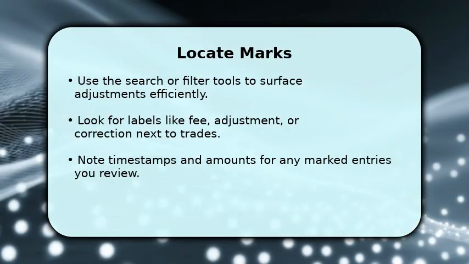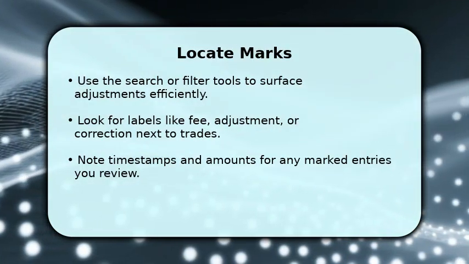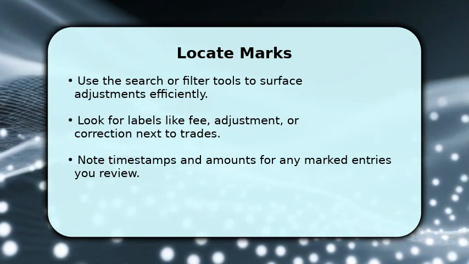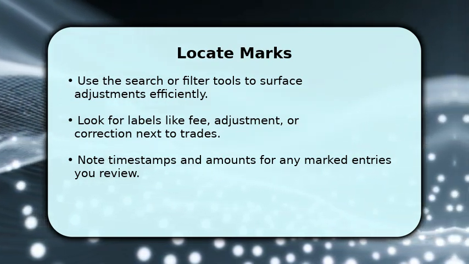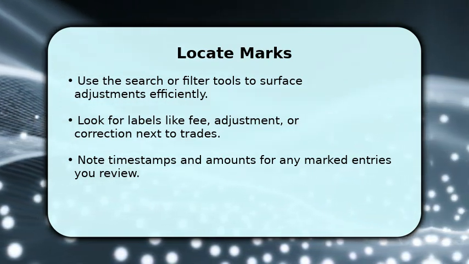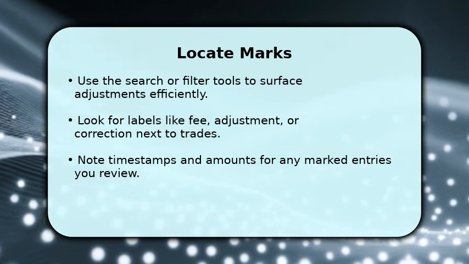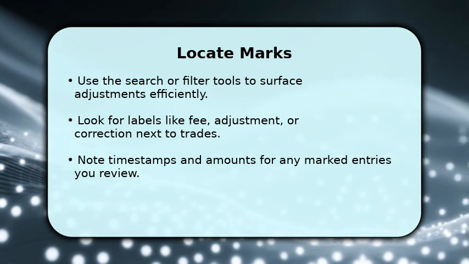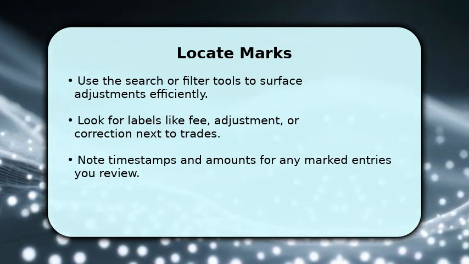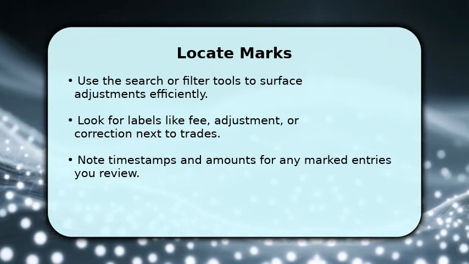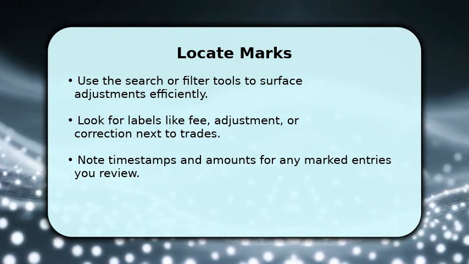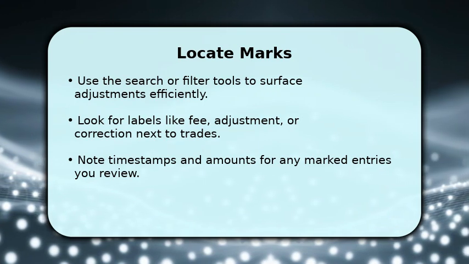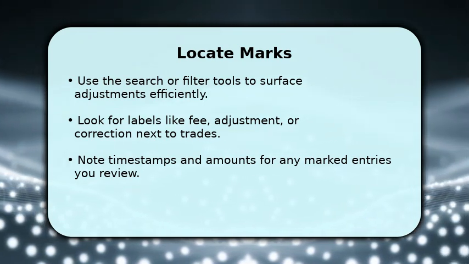Start by filtering your transactions to find adjustments and corrections quickly. Look for labels such as fee, adjustment, or correction beside trade entries and open each one to see details. Pay attention to timestamps, amounts, and the reason field when present, and jot down any unexpected values. This gives you a clear list of items to verify against confirmations before escalating issues to support.